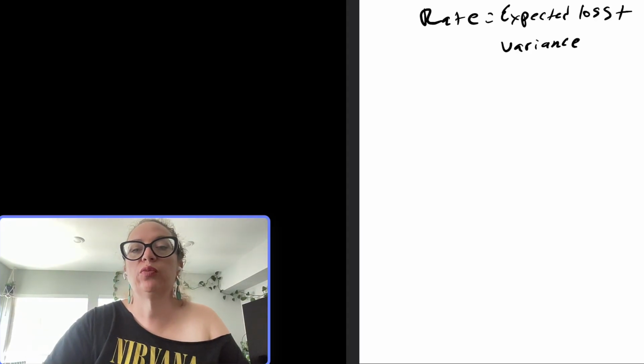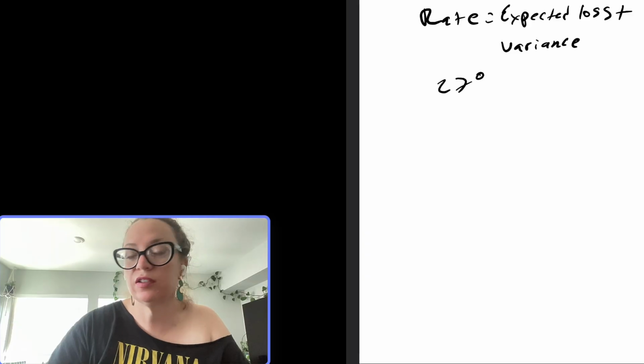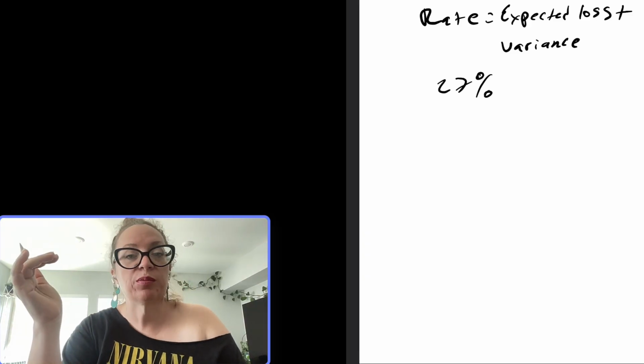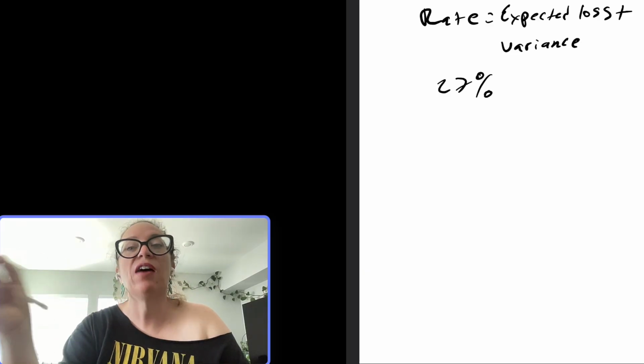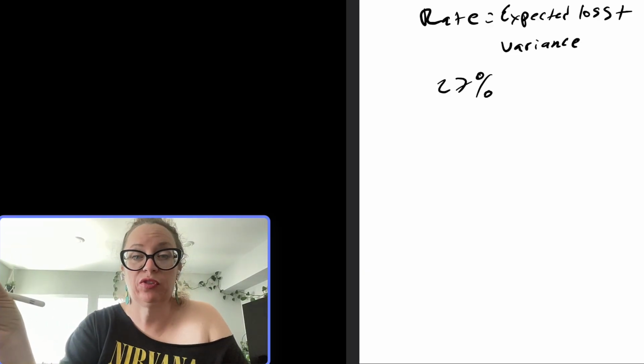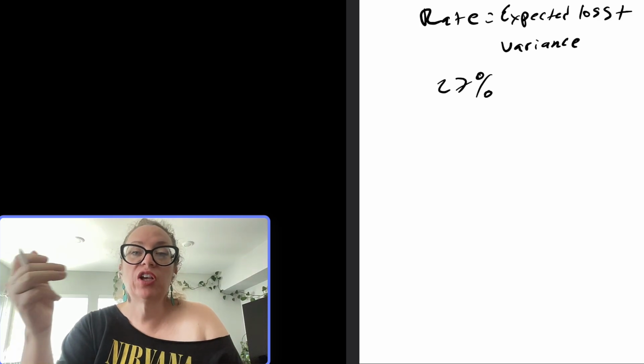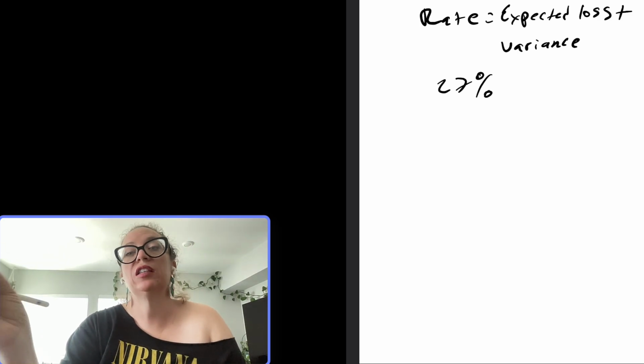Okay, so a rate of like 27% means we think this route is so dangerous and so unpredictable that we need to charge you 27 cents on every dollar of cargo just to break even on the amount of risk that we're taking. So when they write that number, they're not just saying ships get taken. They're saying we don't know when ships get taken, and we're pricing the uncertainty.